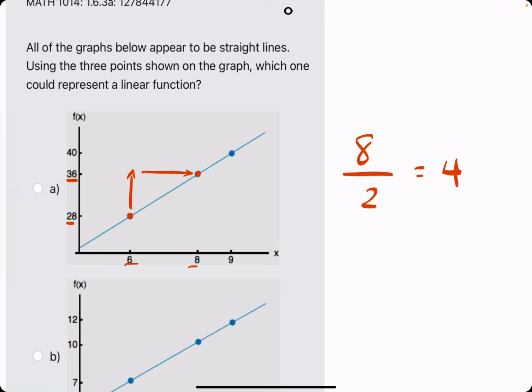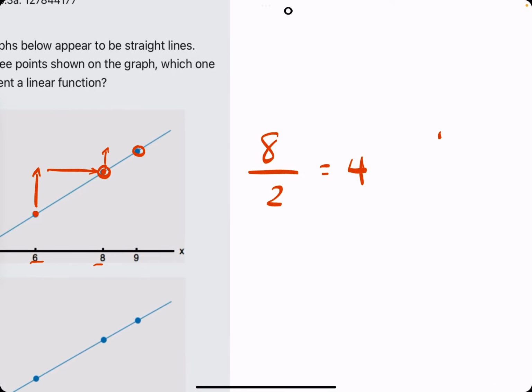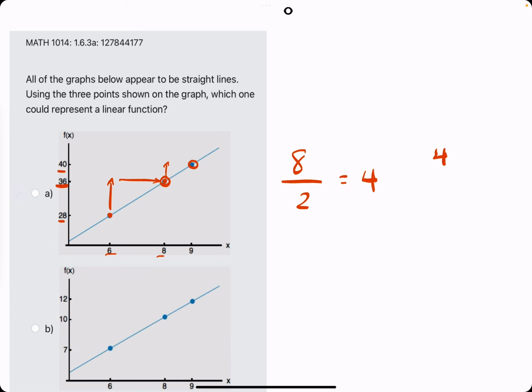Now, the second point to the third point has a rise from 36 to 40. That is a rise of 4. And then we have a run from 8 to 9. That is a run of 1. And it just so happens that 4 over 1 is also equal to 4. So it turns out that the slope between points 1 and 2 equals the slope between points 2 and 3. So this will actually be our answer.